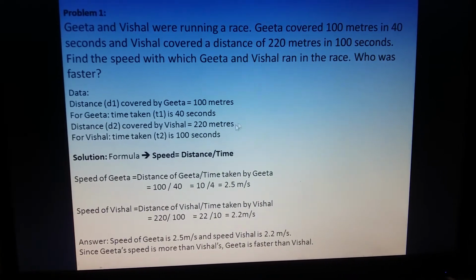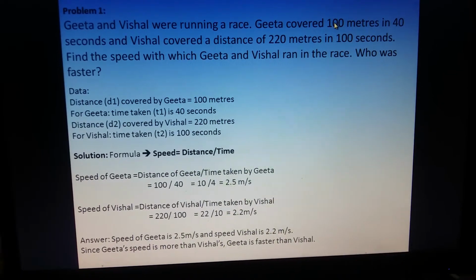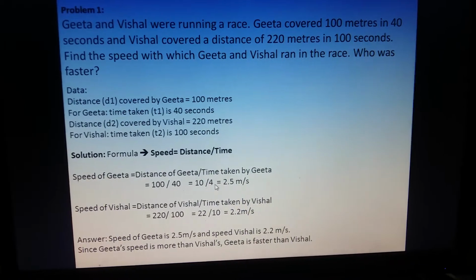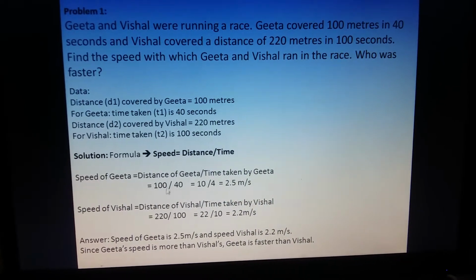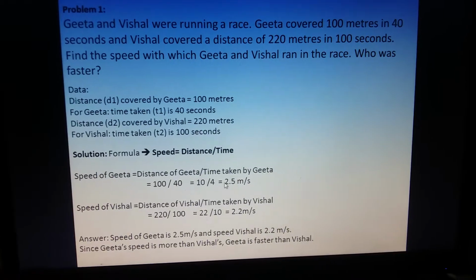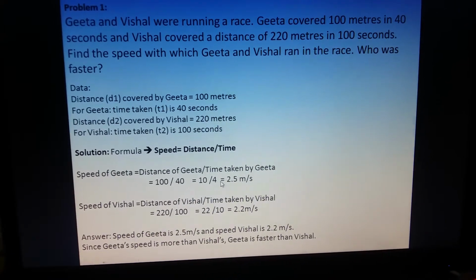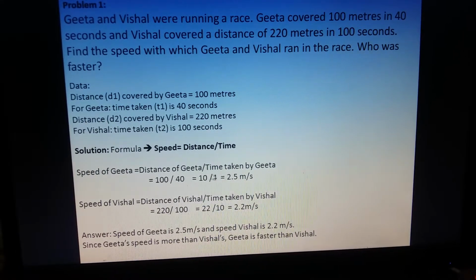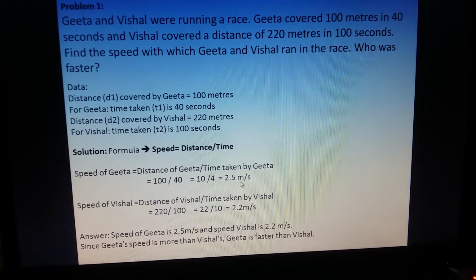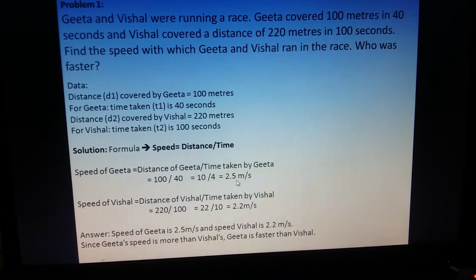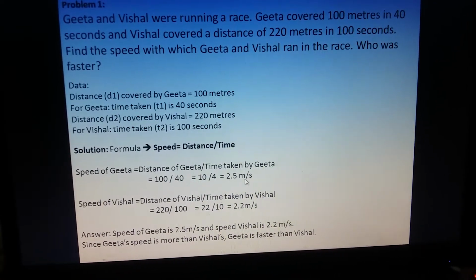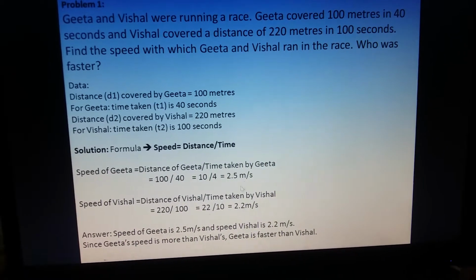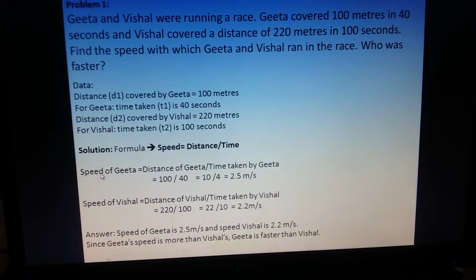What is the distance which has been covered by Geeta? It is 100 meters. And the time taken by her is 40 seconds. So we will divide 100 by 40. 0 will get cancelled. It will become 10 upon 4. And when you divide 10 upon 4, you can do this sum yourself, and you will get 2.5. We'll put the units also, meters per second. Why meters per second? Because this is meters and the time is in seconds, so meters per second. This is the speed of Geeta.